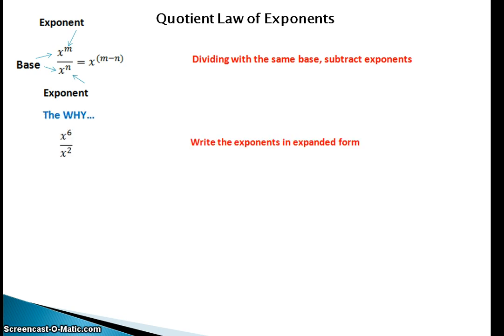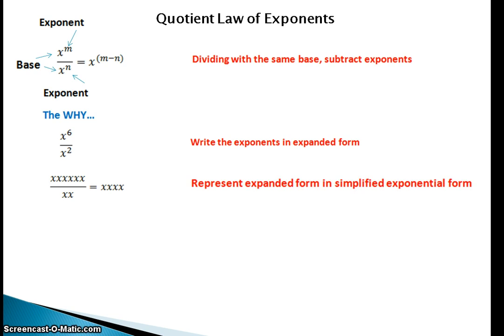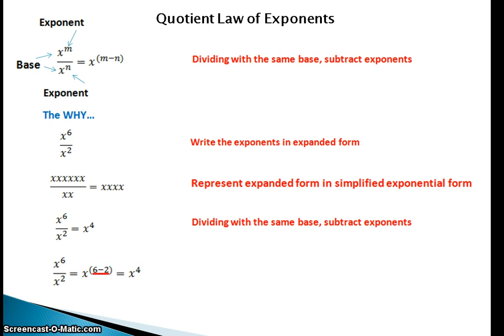Let's write it out in expanded form. And you see we have 6 x's in the numerator and 2 x's in the denominator. We can cancel out 2 of the x's on the top and the bottom and wind up with 4 x's. That is x to the 6 minus 2 power, or x to the 4th power. That is the quotient law of exponents.